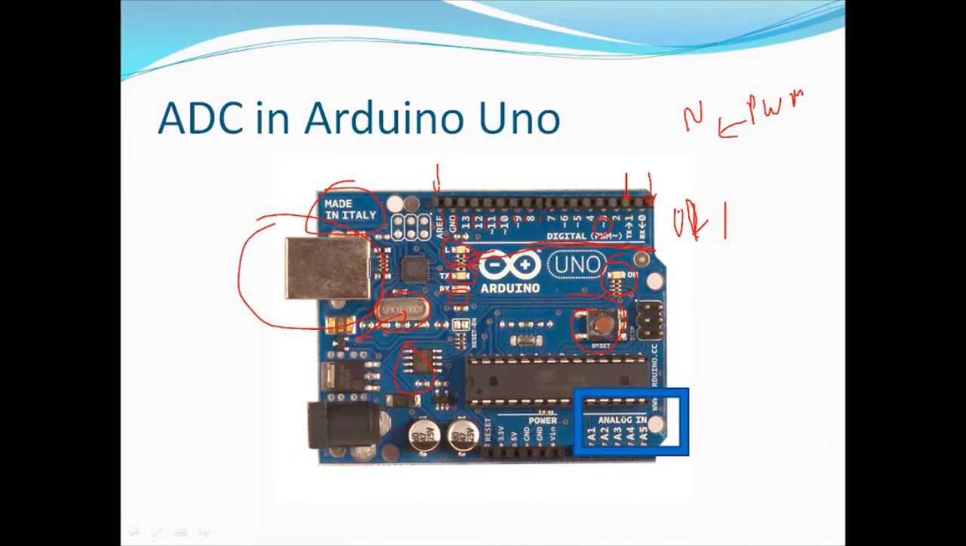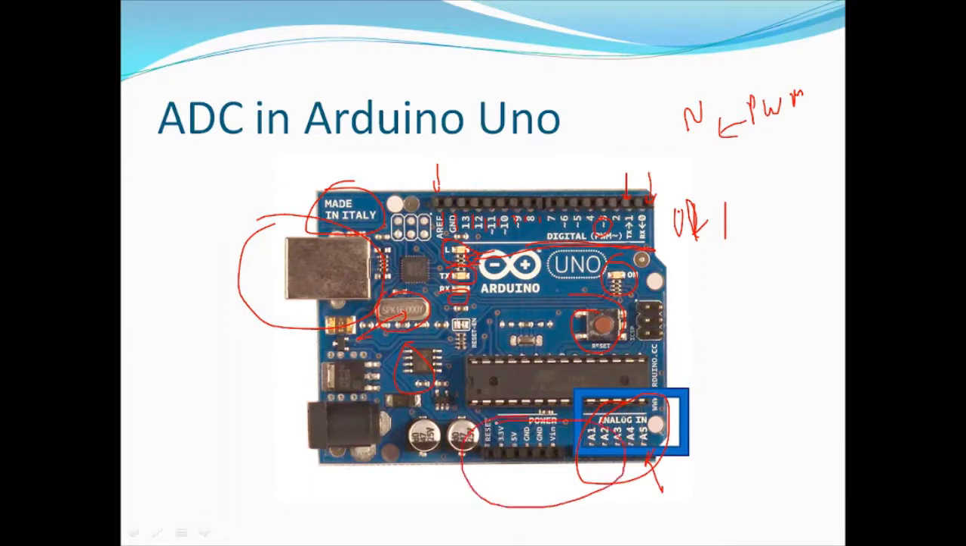When you press the reset button, the board gets reset and everything starts. It goes to void setup, and then it goes to void loop. Next there is analog in. Analog in stands for analog signals, that is 0 to 5 volts, with any value coming in and increasing. There are pins A1, A2, A3, A4, A5.